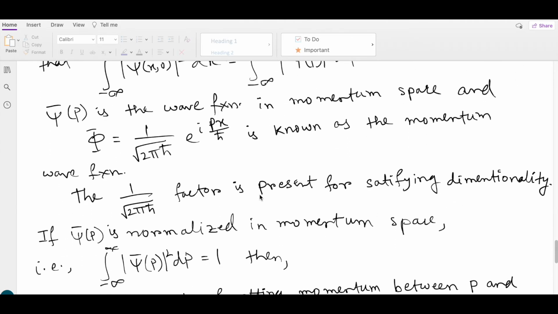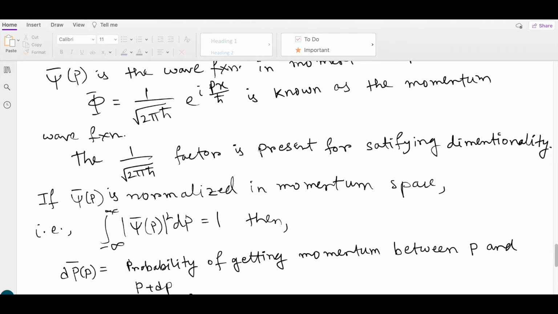Psi bar(p) is the wave function in momentum space, and phi equals 1 by root over 2 pi h cut e to the power ipx by h cut. This is known as the momentum wave function. The factor 1 by root over 2 pi h cut is present to fulfill the condition of dimensionality. There is nothing more than that. Only to satisfy the dimensionality we are using this factor.